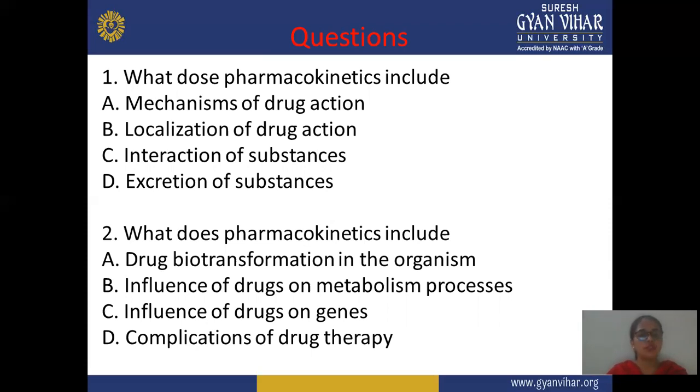And in the second question, what does pharmacokinetics include? Option A is drug biotransformation in the organism. Option B is influence of a drug on metabolism, meaning how biotransformation or how the drug is influenced by this. Option C is influence of a drug on the genes. And option D is complication of a drug therapy, meaning how this complication of drug therapy takes place.